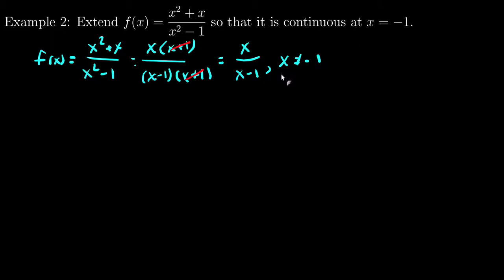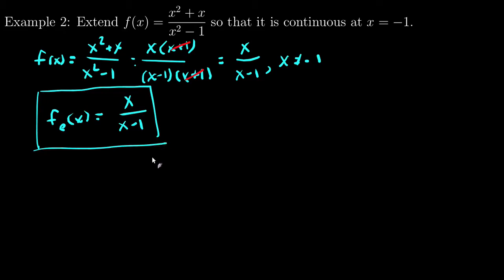Now, a couple of options. If x equals -1 is the sort of thing I want to make this continuous over, one option is to just say that the extended function is just going to be equal to x over x minus 1, because these functions are equal everywhere except for at -1, and this function is continuous through -1. So that's one way to write it, and it works great for rational functions that do reduce.